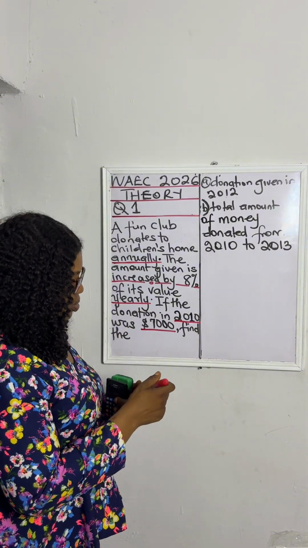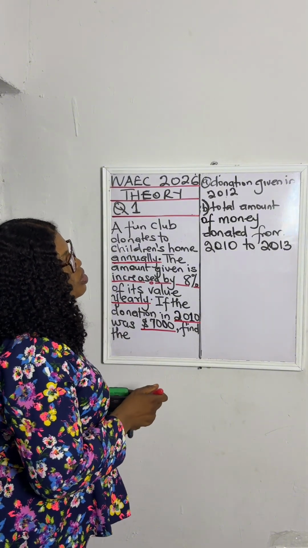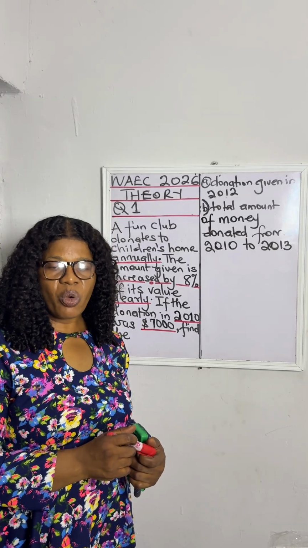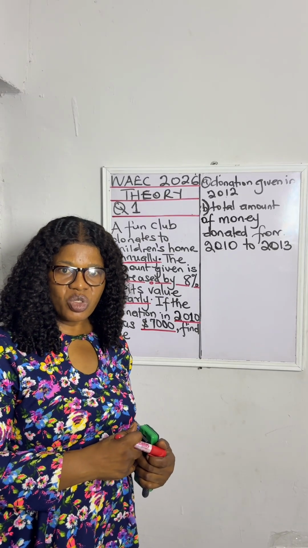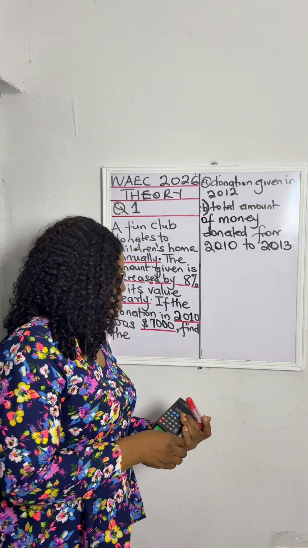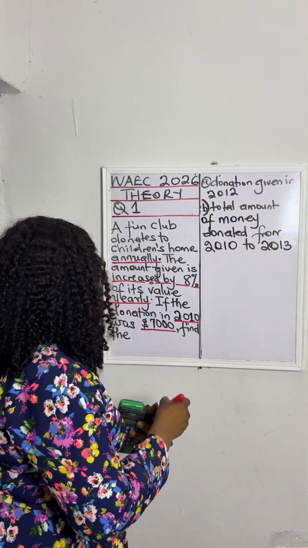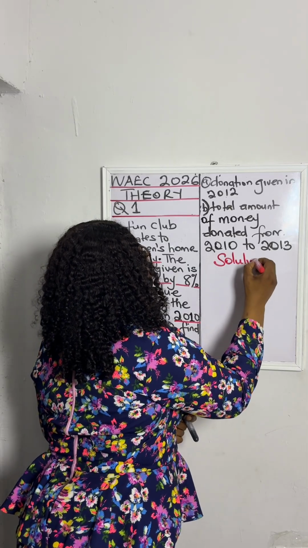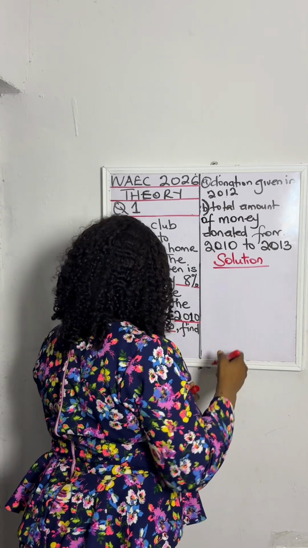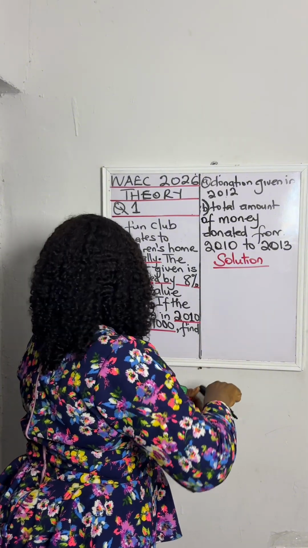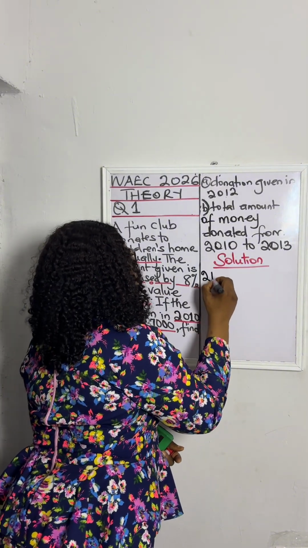Now, going to the first question. We are to find the donation given in 2012, which means that we'll be required to know the amount paid out in 2010, 2011, before we get to 2012. Now, solution. From the question, we already know the amount paid out in 2010. That is $7,000.